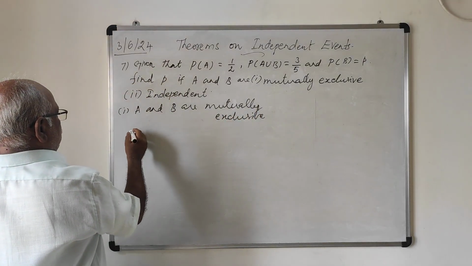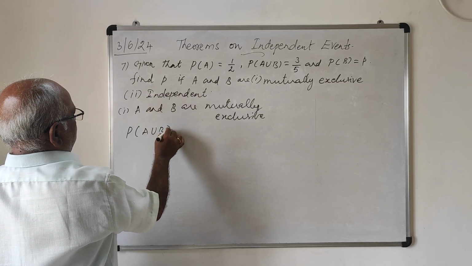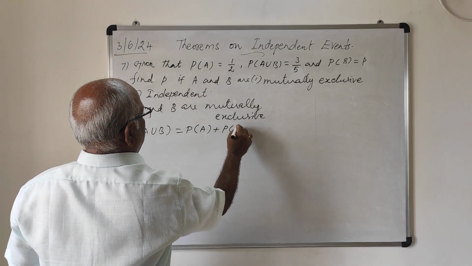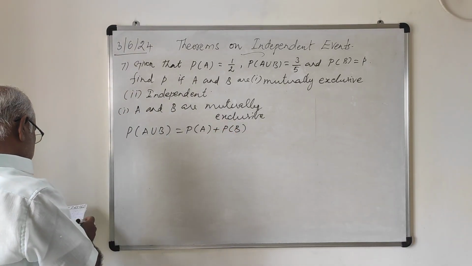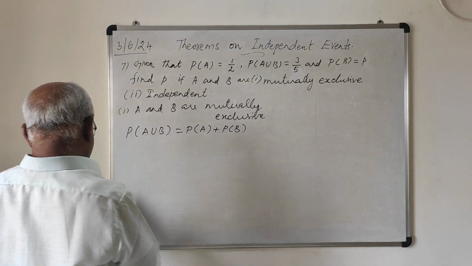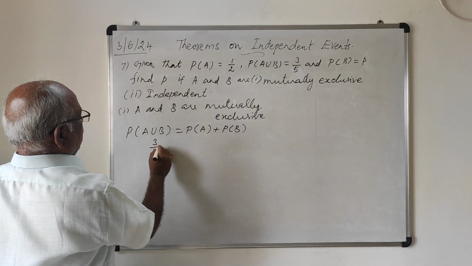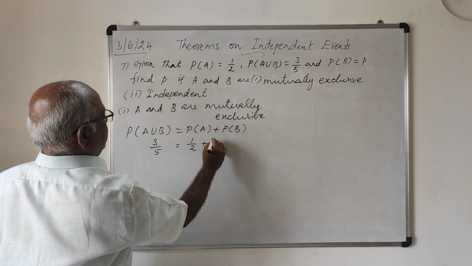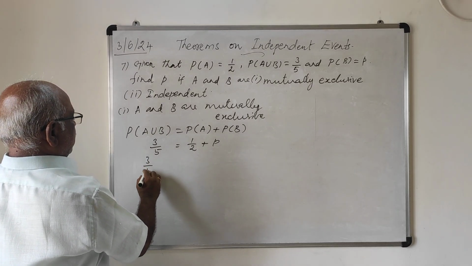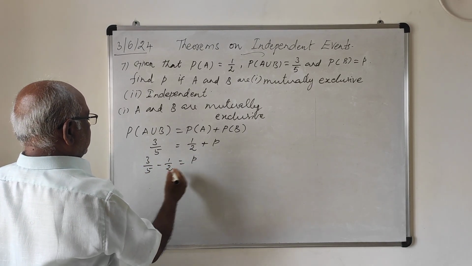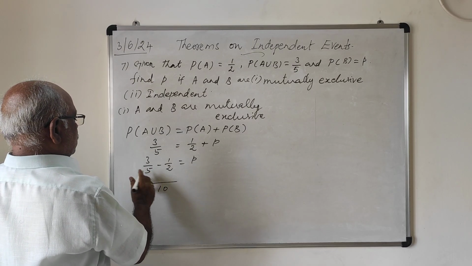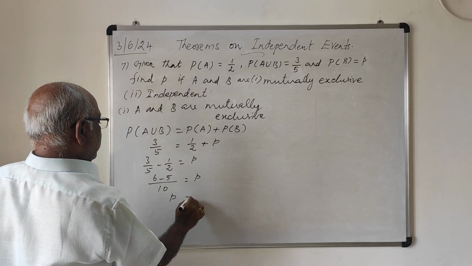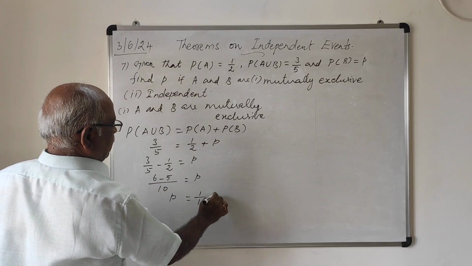If A and B are mutually exclusive, it means that P of A union B equals P of A plus P of B. If A and B are mutually exclusive, probability of A union B equals probability of A plus probability of B. P of A union B is given as 3 by 5. Probability of A is 1 by 2. We want probability of B, that is P. So this is 3 by 5 minus 1 by 2 equal to P. Taking LCM 10, 2 3s are 6 minus 5 1s is 5. That is equal to P. P equals 1 by 10. That's all about the problem.